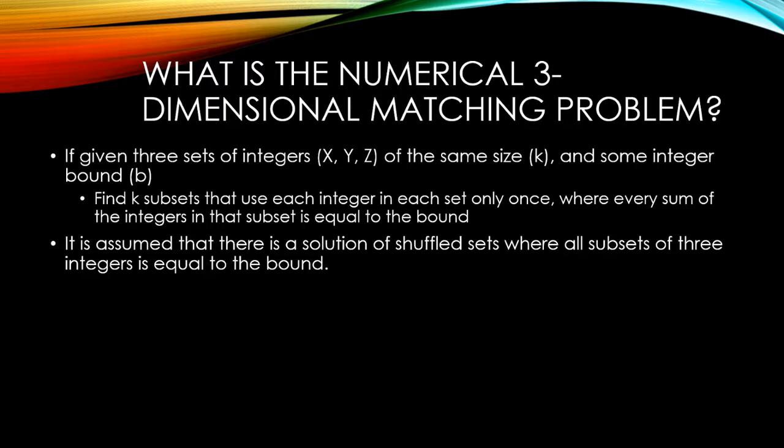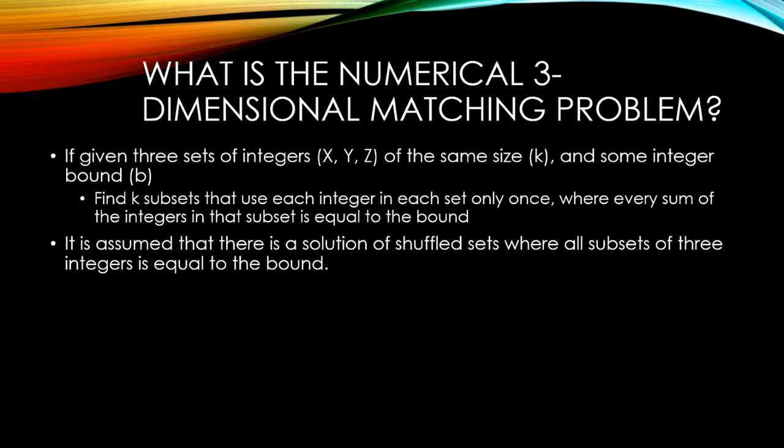First of all, what is a numerical three-dimensional matching problem? It can best be described as there being three sets of integers. Each set is of the same size, k. A value called the bound is given. There is a solution where the shuffled sets produce k subsets, where each subset has three integers, one from each set. There is a solution where the shuffled sets result in k subsets, where the sum of all integers in each subset is equal to the bound.